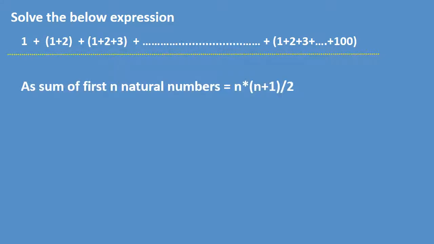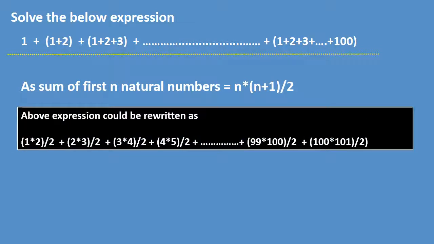First look at this concept. Sum of first n natural numbers is equal to n into n plus 1 divided by 2. So the above expression could be rewritten as: the first term of the expression can be written as 1 into 2 divided by 2. The second term, that is 1 plus 2, is the sum of first two natural numbers, so that can be written as 2 into 3 by 2. The third term as 3 into 4 by 2, and so on.